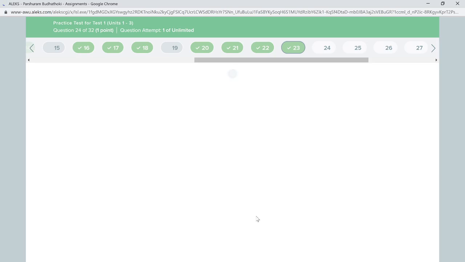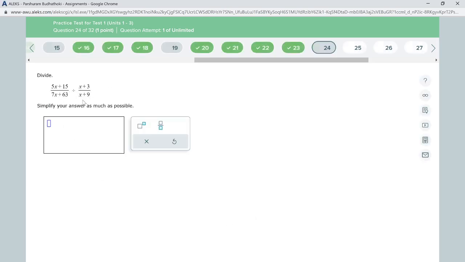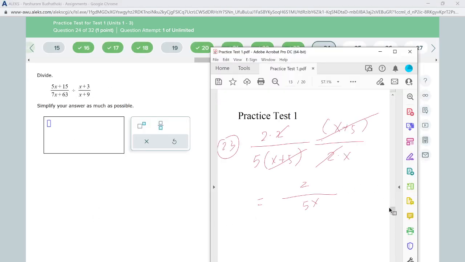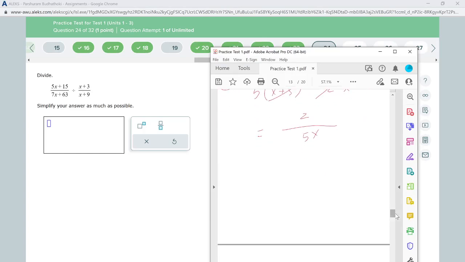Let's go to the next problem. Okay, so I'm going to just help you to simplify a little bit, and after that you can do the same thing as we did in problem 23. Whenever you see division, just write down the problem for the first part as is, and then you can change that division sign to multiplication. But if you do that, you have to flip the rational expression on the second part, which will now be x plus 9 over x plus 3.